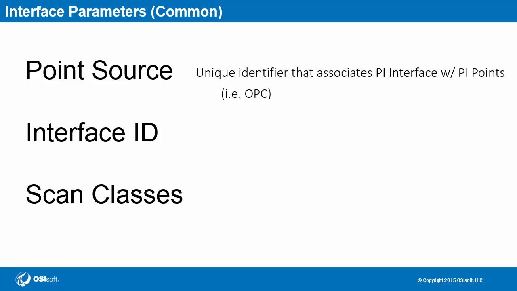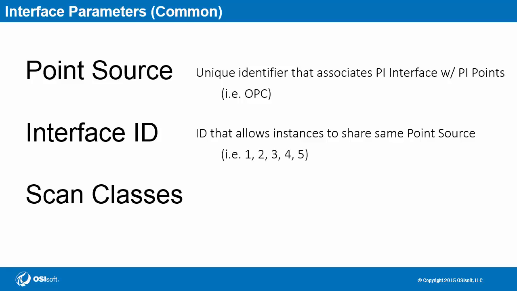Next, interface ID. This field allows for similar but independent PI interfaces to share the same point source. For example, if there are 5 instances of the PI interface for OPC-DA, they can all use the same point source label of OPC, but have unique interface IDs to differentiate themselves. This makes it possible to uniquely identify each instance and connect different sets of PI points to individual instances.